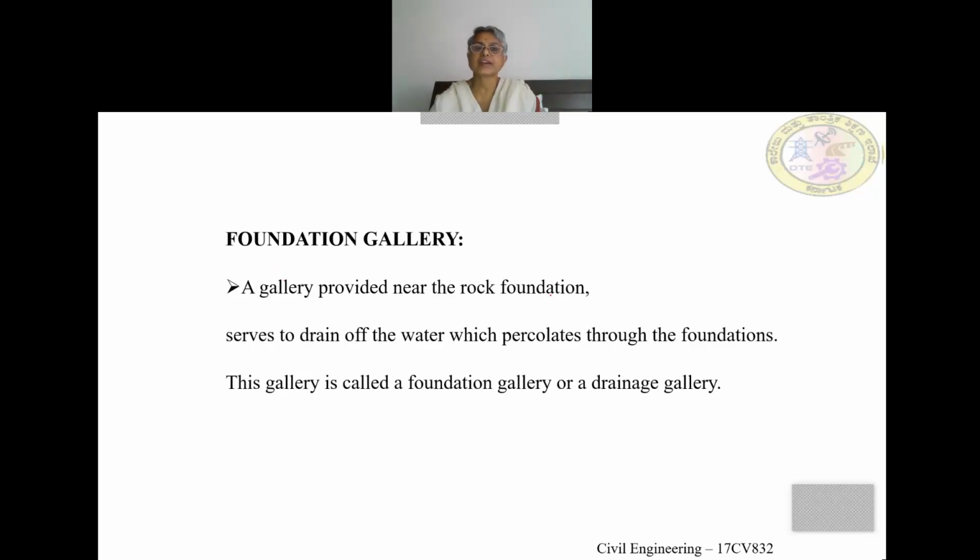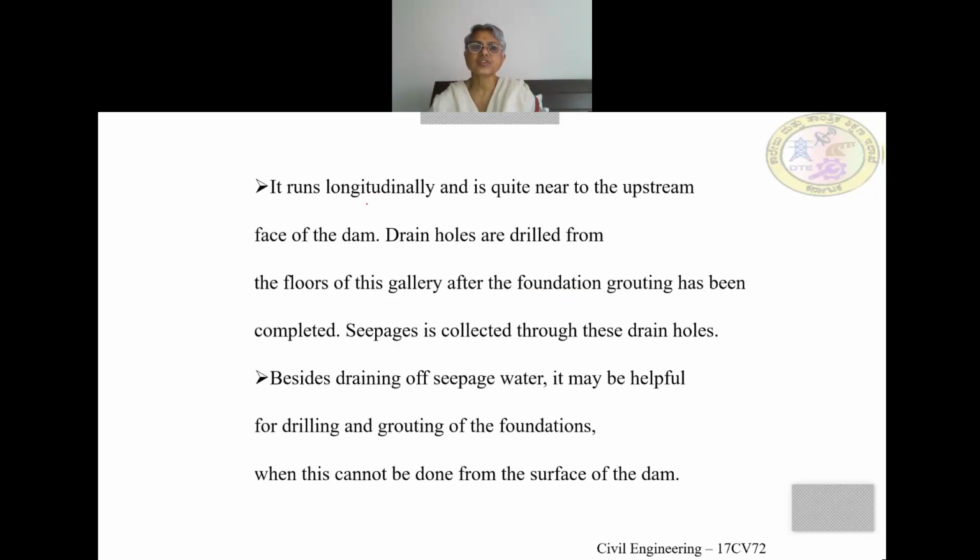A gallery provided near the rock foundation serves to drain off the water which percolates through the foundations, and this gallery is called a foundation gallery or a drainage gallery. This is provided near the foundation, which is why it is called a foundation gallery. Whatever water percolates through the foundations will be collected in the drainage gallery, and then it is sent to the downstream side. It runs longitudinally and is quite near to the upstream face of the dam.